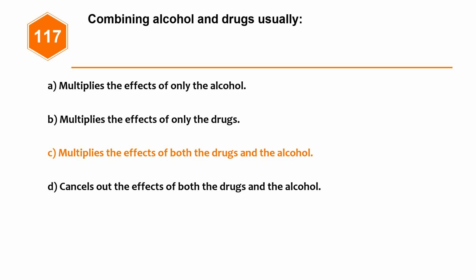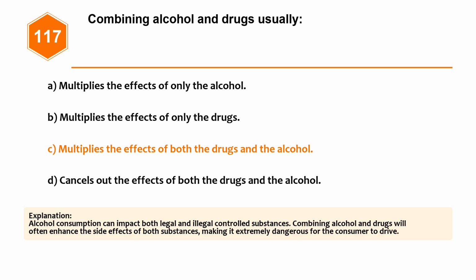The correct answer is option C, multiplies the effects of both the drugs and the alcohol. Explanation. Alcohol consumption can impact both legal and illegal controlled substances. Combining alcohol and drugs will often enhance the side effects of both substances, making it extremely dangerous for the consumer to drive.